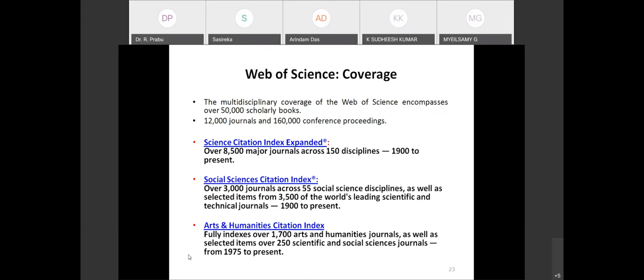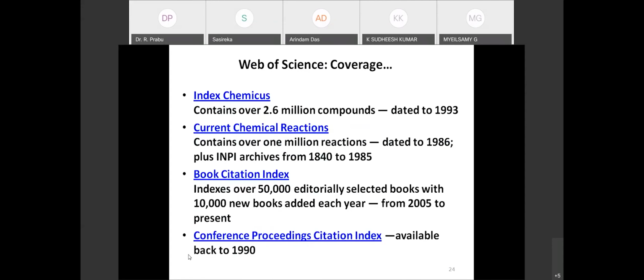So the Arts and Humanities Citation Index consists of more than 1,500 journals, and covers the years from 1975 to present. This database further covers the Index Chemicus, around 2.6 million compounds from the year 1992 to present, and current chemical reactions are also covered in the databases. Book Citation Index and Conference Proceedings Index are also available in the databases.